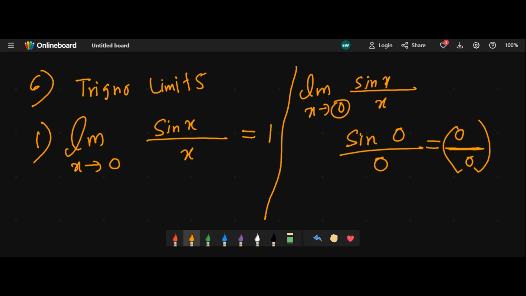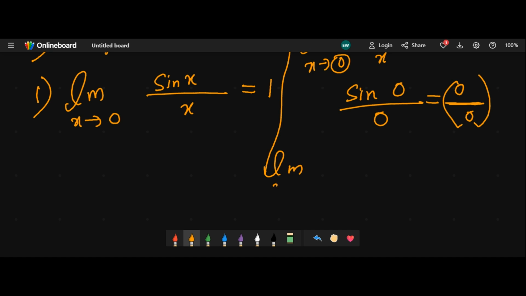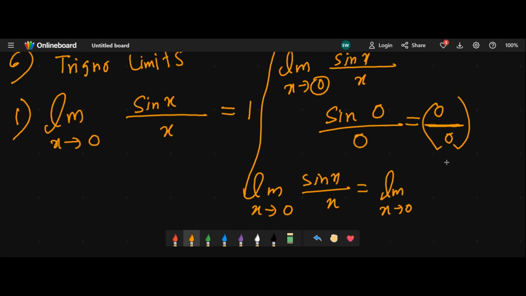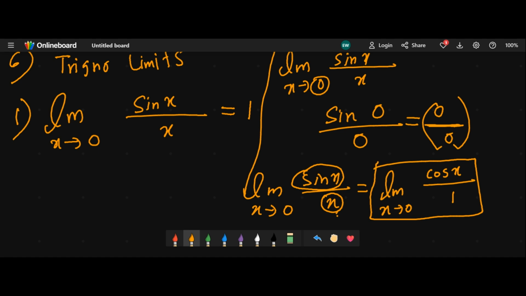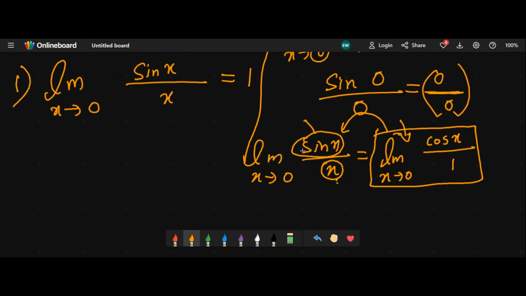L'Hopital's rule. So what does that say? For sin x divided by x, as x approaches 0, you differentiate sin x. If you differentiate sin x, it is cos x. Now you differentiate x, and if you differentiate x, it is 1. The answer of this will be equal to this. So if you can find the answer of this, you don't need to worry about the original. That is the L'Hopital rule.